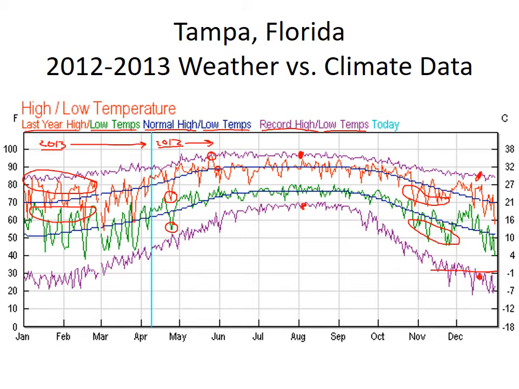That's just an example of how we can look at both the weather, which is the recent actual temperatures, and the climate, which is the sort of long-term averages and range of the temperatures.